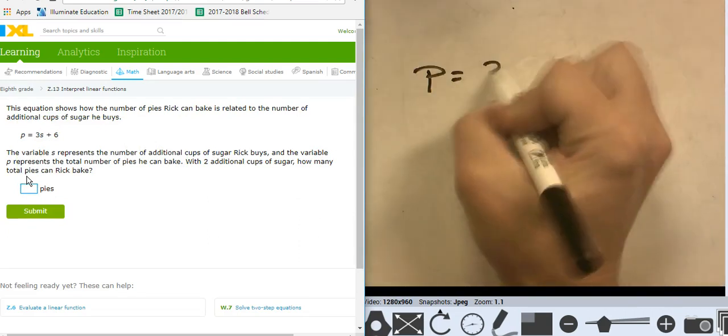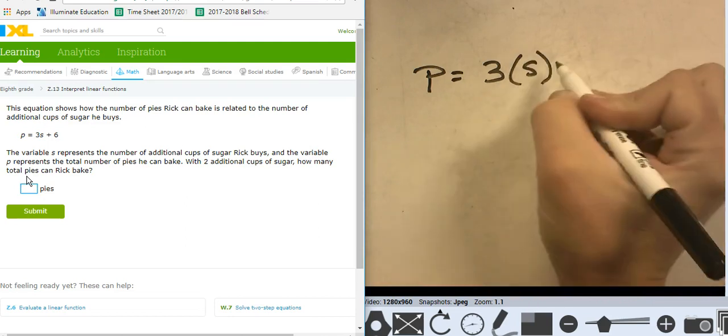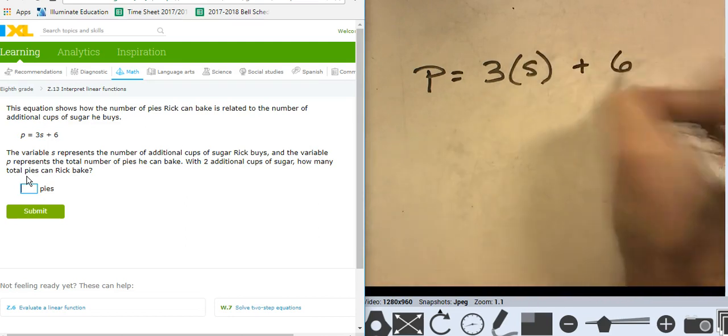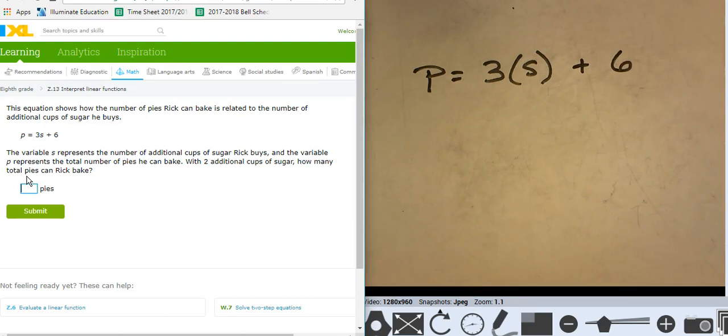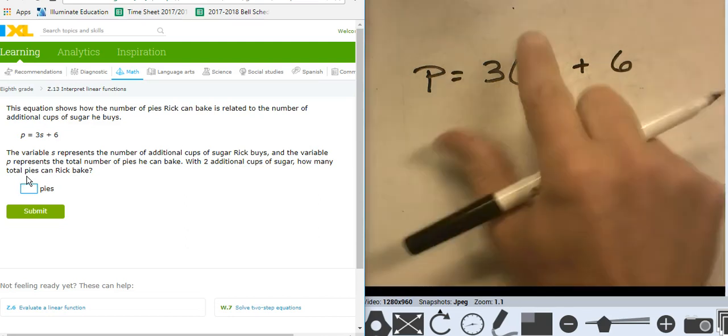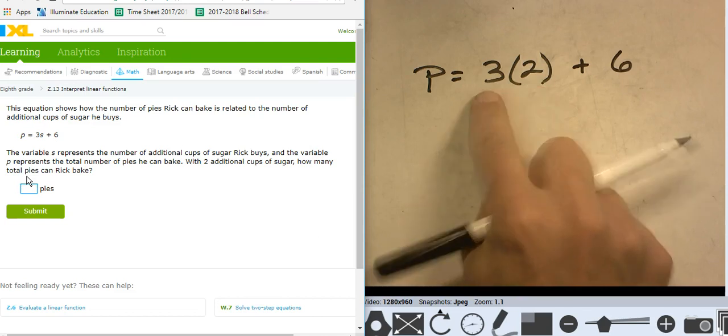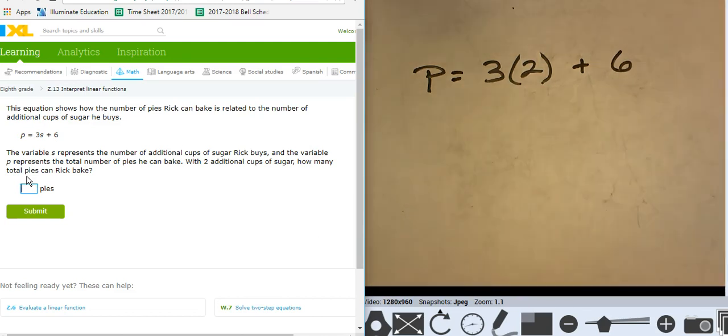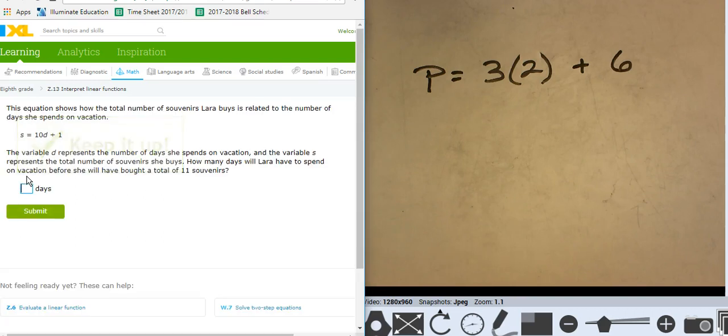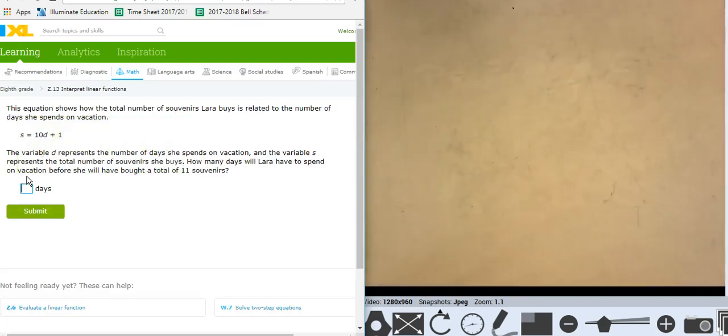P equals 3S plus 6, where S is the number of additional cups of sugar and P represents the number of pies. So if you have 2 cups of sugar, how many pies can you make? 3 times 2 is 6, plus 6, so 12 pies. 12 pies. Keep it up. Good job, Mr. Barre. You're doing really well today.